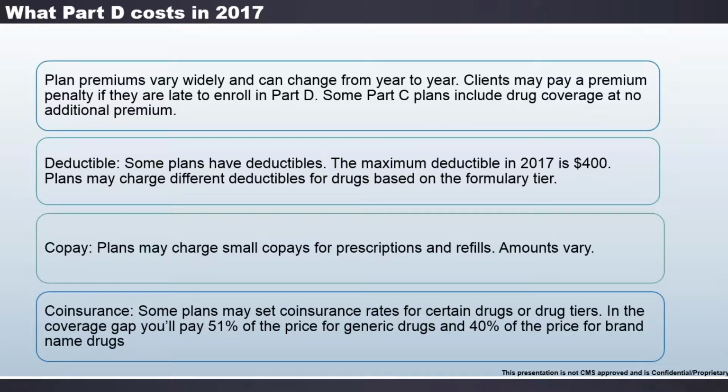Some plans have deductibles. The maximum deductible for 2017 is $400, and plans may charge different deductibles for drugs based on the formulary tier. I'll explain what a formulary tier is later. There are copays for some of these, and plans may have small copays for prescriptions and refills. The amounts can vary depending on the actual tier and depending on the prescription. And then your coinsurance. Some plans may set coinsurance rates for certain drugs or drug tiers. In the coverage gap, the customer will pay about 51% of the price for generic drugs and 40% of the price for brand name drugs.